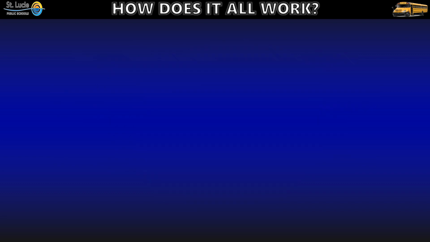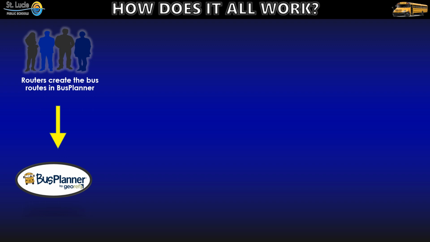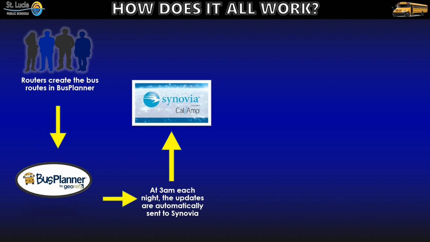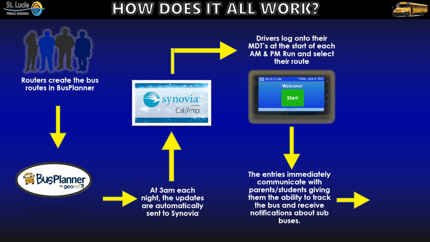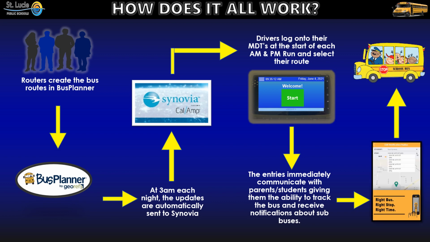So, how does it all work together? First, the routers create the bus routes inside Bus Planner. Then, at 3 a.m. each night, the updates are automatically sent to Synovia. From there, the drivers log on to their MDTs at the start of each AM and PM run and select their routes. The entries immediately communicate with the parents and students, giving them the ability to track the bus and receive notifications about substitute buses. Then, they're off to school.